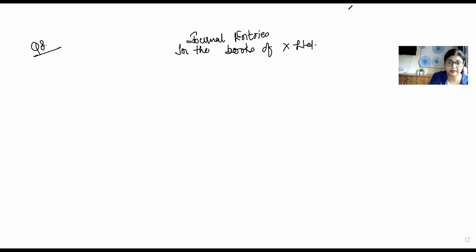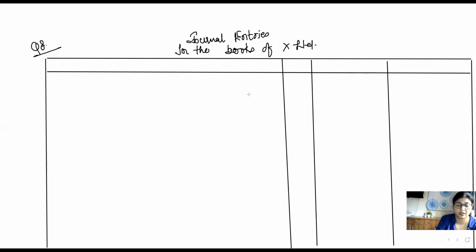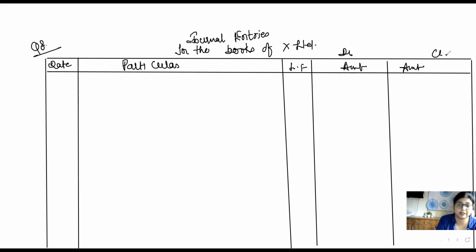Let us keep our format ready. The first column we will make is date, then particulars, ledger folio, and amount. This is your debit side, this is your credit side. So let us start with our first entry.